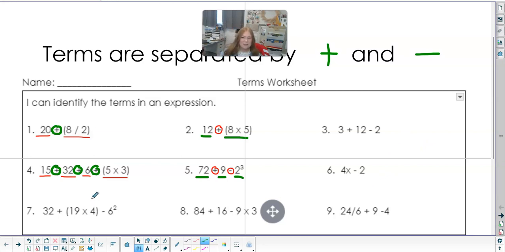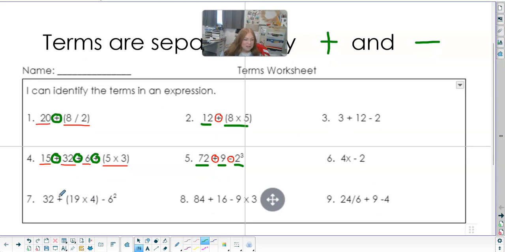Okay, let's try number 7. So we have an add sign here, a times here, and a minus here. So I have a term of 32. I have a term of 19 times 4, and I have a term of 6 to the 2nd power. So 2 add or subtract signs, 3 terms, one more term than there are add or subtract signs.